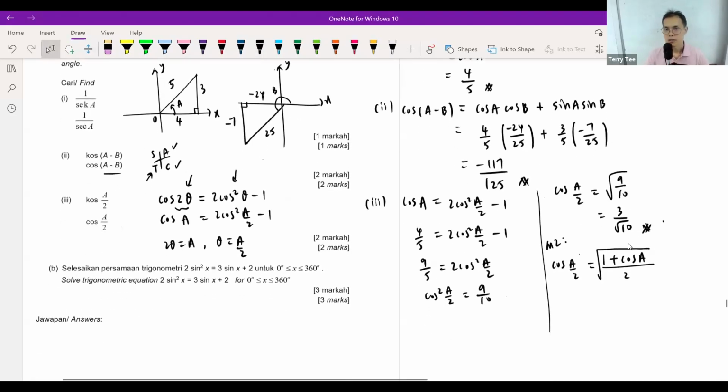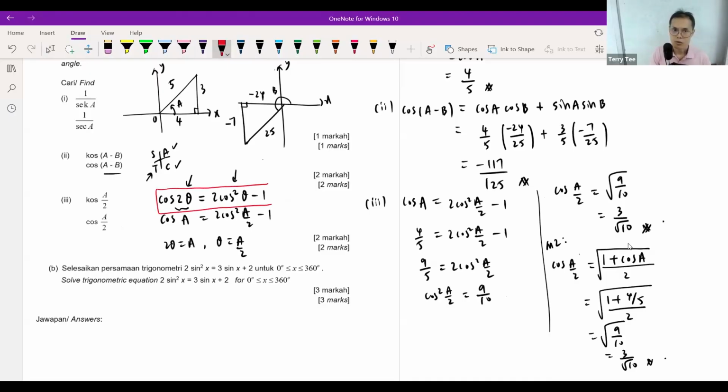Let me move out a bit. Substitute your cos A with 4 over 5. 1 plus 4 over 5 is 9 over 5, divided by 2, which is 9 over 10. You will get the same answer, 3 over square root 10. So this is faster, provided you remember. If you don't remember, just refer to this formula because this formula is given in the exam, in SPM. So we just change your 2 theta to A, and theta becomes A over 2, sub inside, you should be able to get your cos A over 2.